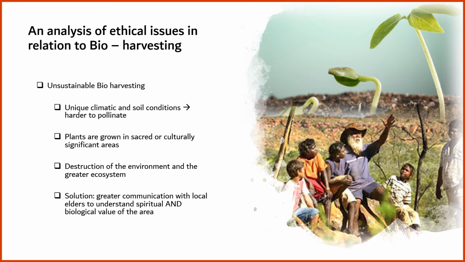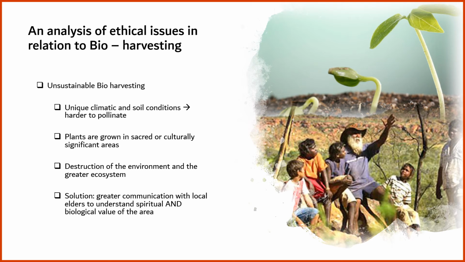Additionally, Australian climatic and soil conditions result in a higher degree of difficulty in pollinating and growing plants. Many areas in which plants such as tea tree and old man's weed grow are sacred or have a significant meaning for local Aboriginal and Torres Strait Islander communities, and as a result of the habitual compositions, unsustainable bioharvesting occurs, negatively affecting the ecological balance of the environment.